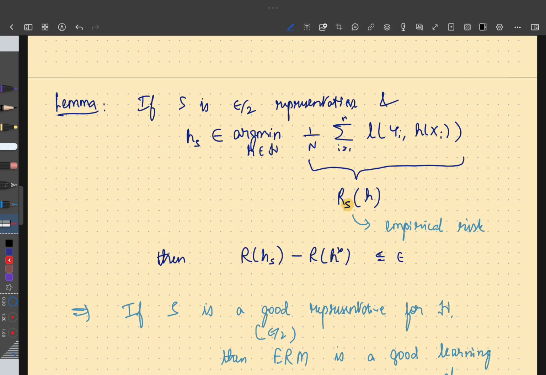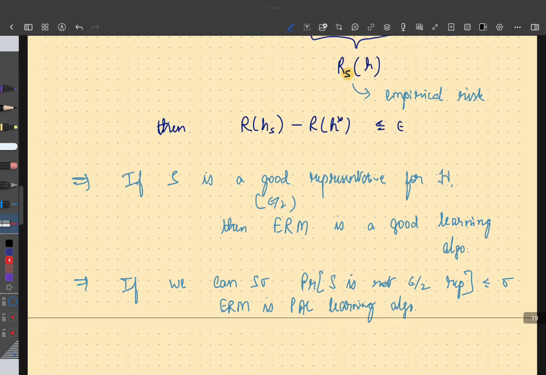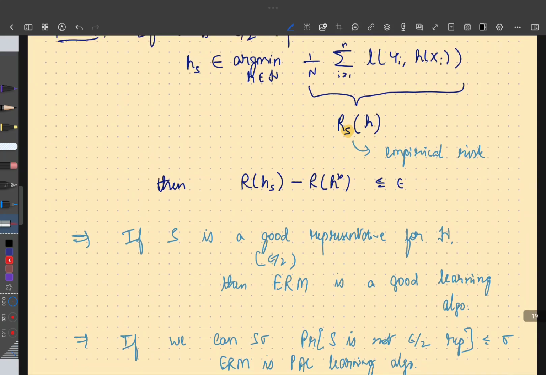And this also means that if you're ensured that the data set is epsilon by 2 representative with high probability, then the empirical risk minimizer is really one of the best algorithms that you can hope for. Right? Because what does the empirical risk minimizer do? The empirical risk minimizer chooses that predictor from your hypothesis class which achieves the minimum empirical risk.